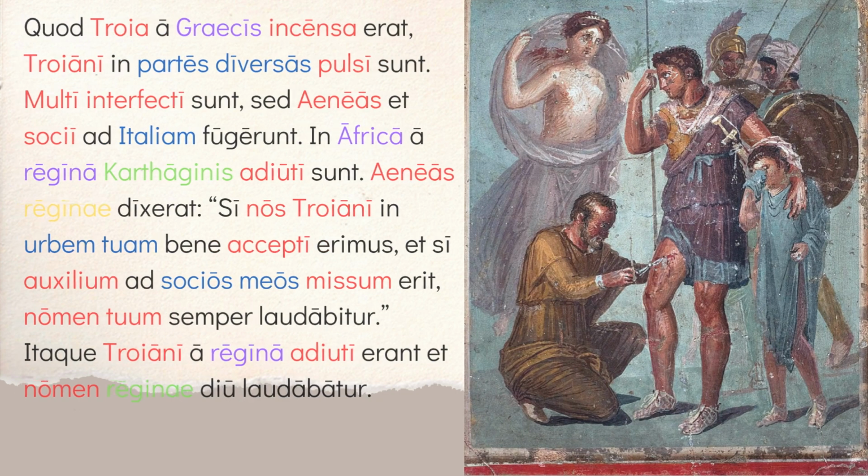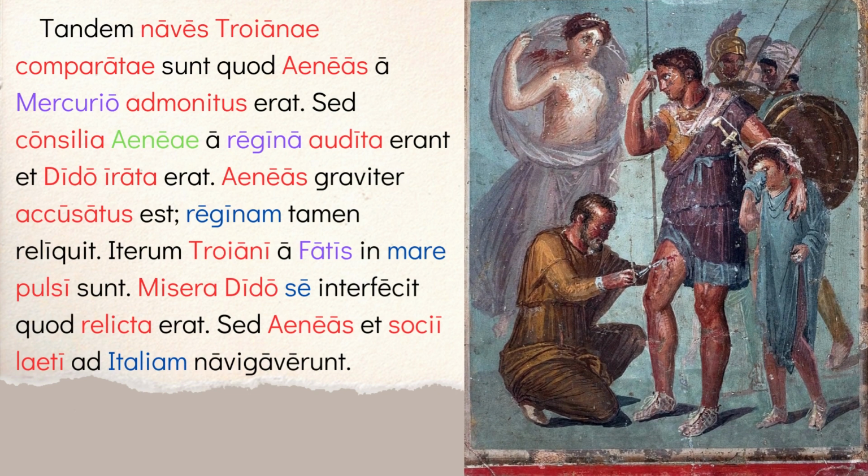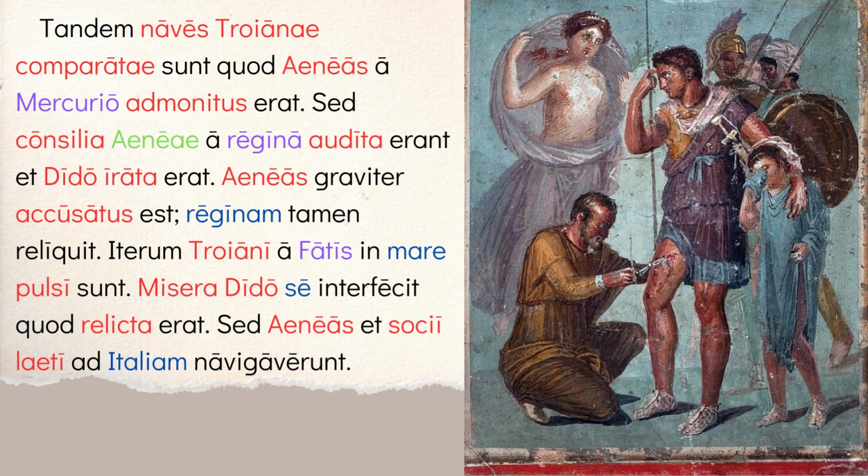Okay. Then we go to the last part of the story. You have tandem naves Troianae comparatae sunt, quod Aeneas a Mercurio admonitus erat.